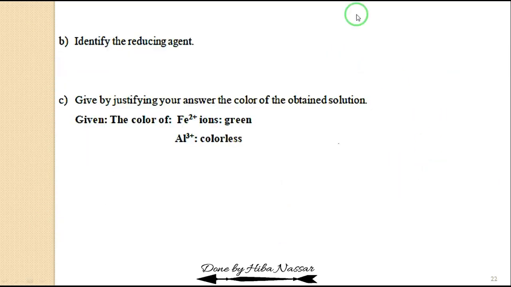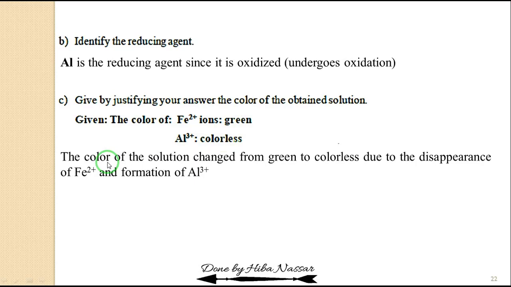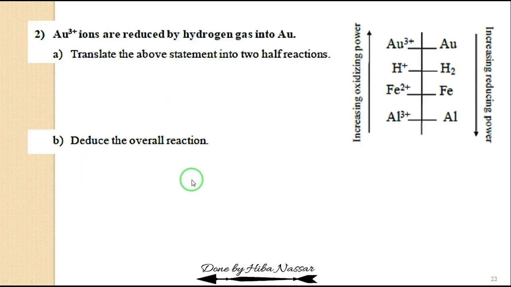Now identify the reducing agent. Al is the reducing agent since it undergoes oxidation. Part C, justify your answer and give the color of the obtained solution. Given the color of Fe2+ ions is green, and Al3+ is colorless. So here the color of the solution changed from green to colorless due to the disappearance of Fe2+ and the formation of Al3+.